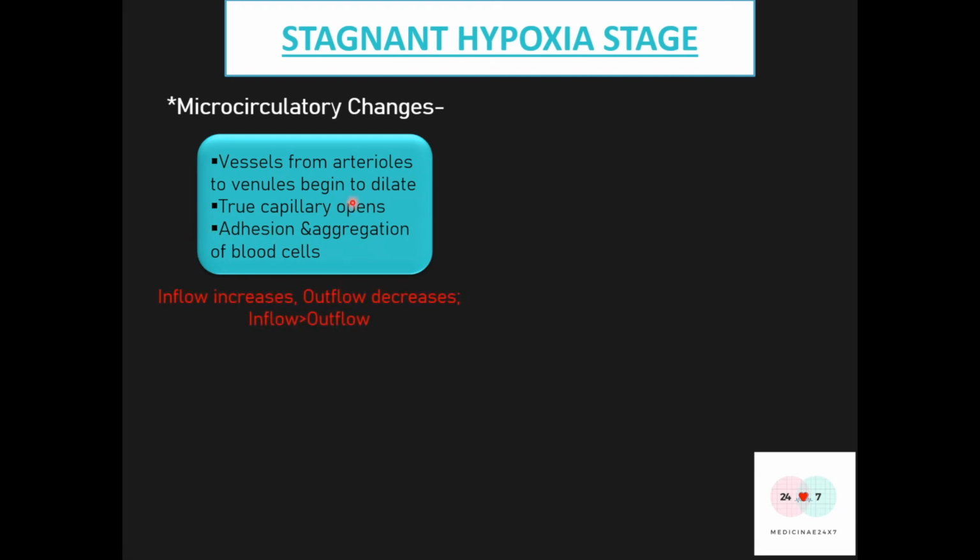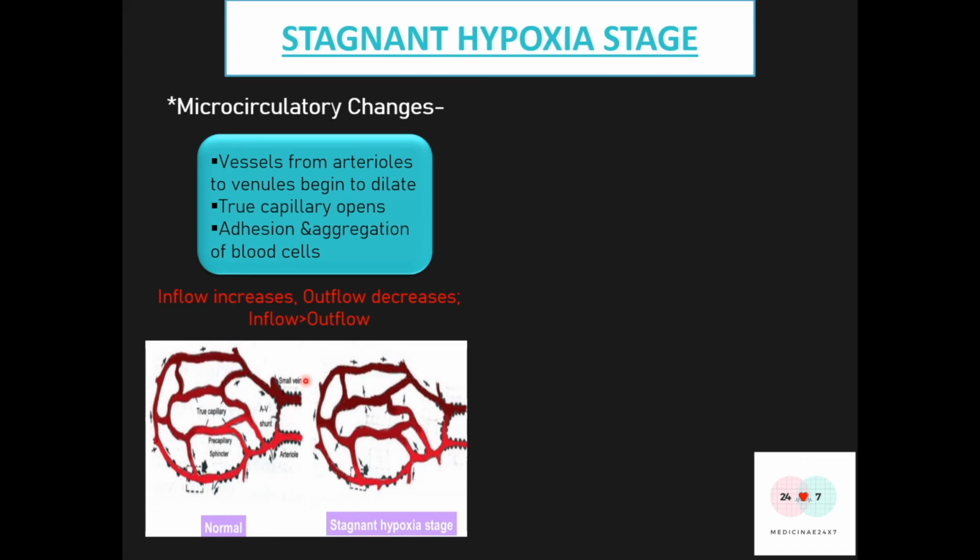So as the vessels start to dilate, there is increased inflow and the outflow decreases. It's not that there is constriction of the outflow tract, but if the inflow tracts are opened, the inflow increases more than the outflow. The outflow also increases from its normal state, but the overall inflow is greater than the outflow.